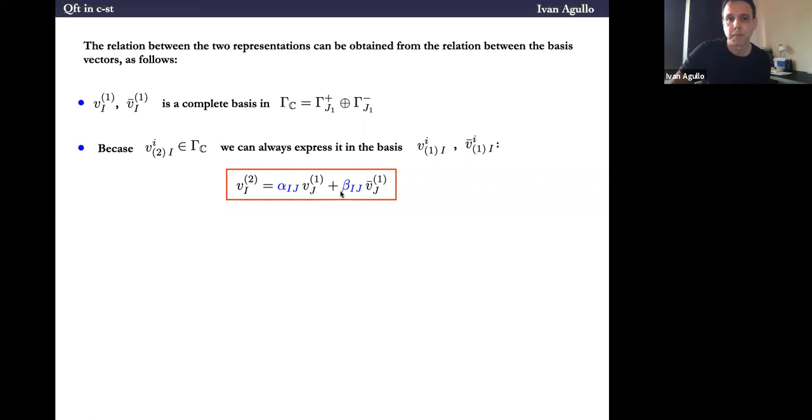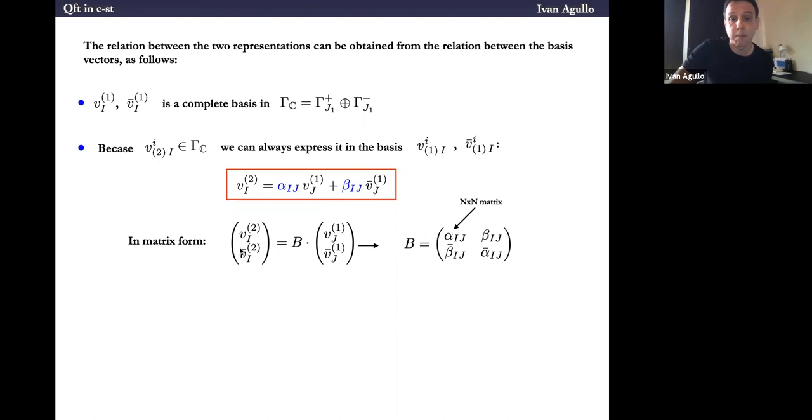In matrix form, Florian's basis and its conjugates are related to my basis by a matrix, which is the change of basis. And this change of basis is made of these submatrices made of alphas and betas. Alpha is an n by n matrix, beta the same, n by n. N is the number of configuration variables, and B is therefore 2n by 2n.